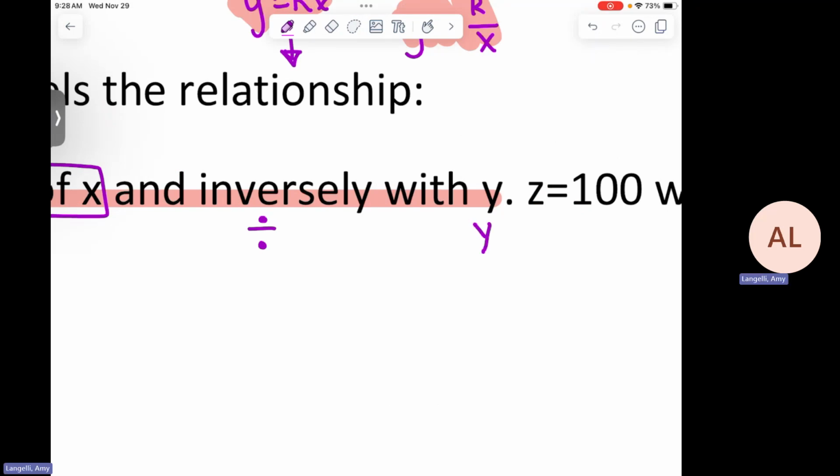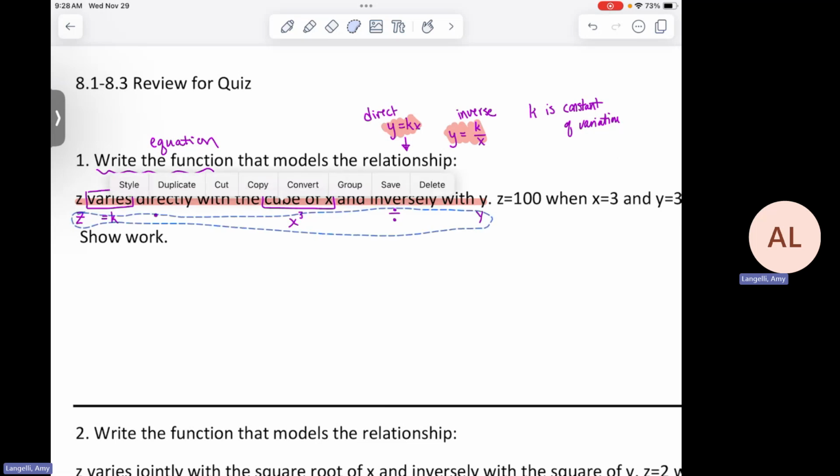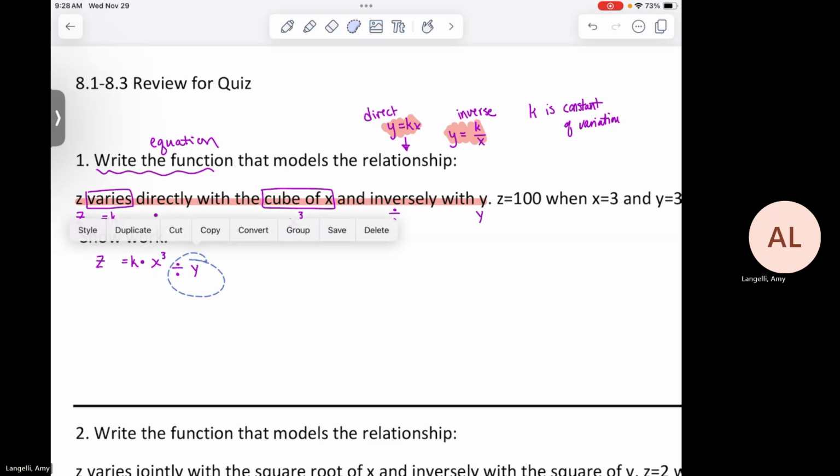Now we're going to take that and mush it up together. So I will duplicate it like this, for the emphasis that I want to make. And I'm just going to mash it all together. So I'm going to bring this x cubed over here with the times symbol. So it looks like that. And then I'm going to bring my divided by sign over and my y. I'm just going to clean that up a little bit.